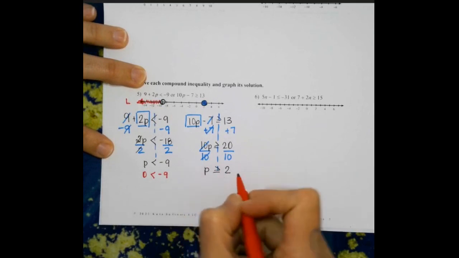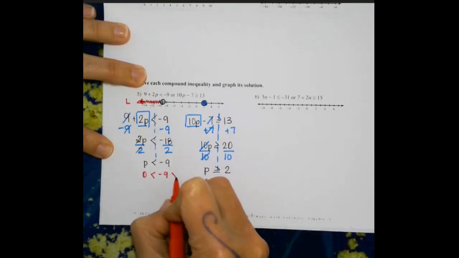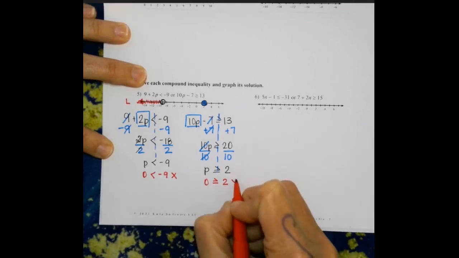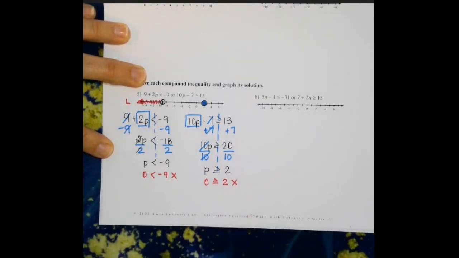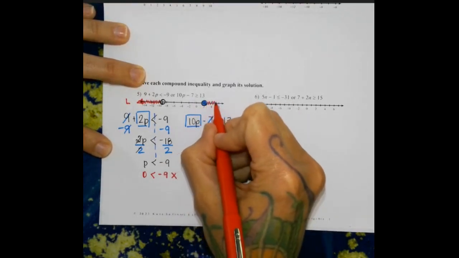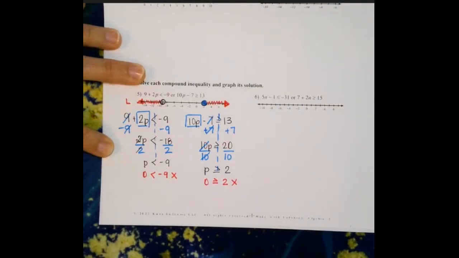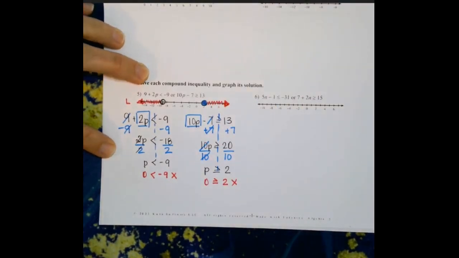p is greater than or equal to 2. So is 0 greater than or equal to 2? No, there's no way that $0 in your pocket is better than having $2 in your pocket. So we're not going to shade towards 0. We're going to shade the other direction. This is the way all compound inequalities are going to look. It's going to be like two wild squiggle arms, two arms going in two different directions. Okay, so it's going to be the arms of a person, not the body.